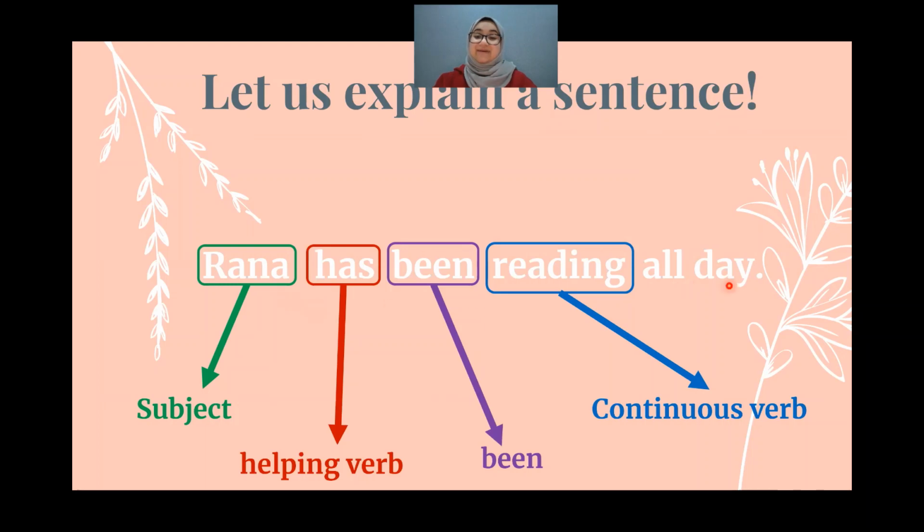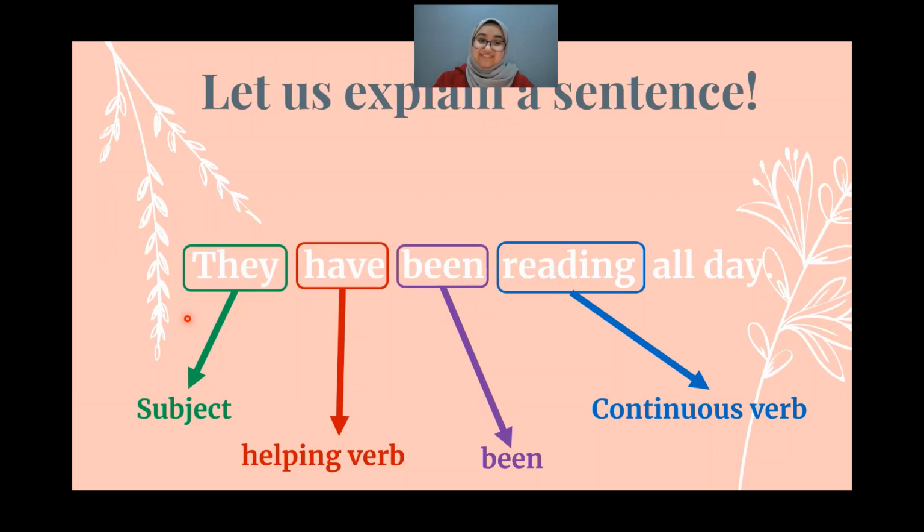Rana has been reading all day. Rana is one of my excellent students, so I bet that she was reading all day. So here, Rana is the subject or the person who is doing the action. Has is the helping verb. Been, as we said, we add been after the helping verb, and then our main verb takes ing. It's very simple. Let's see with a different subject.